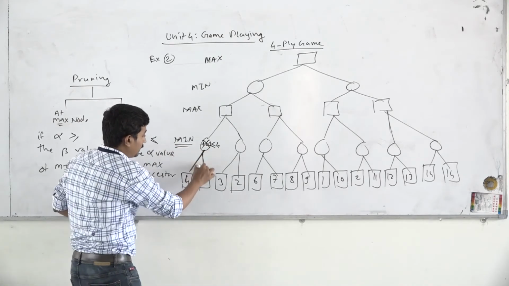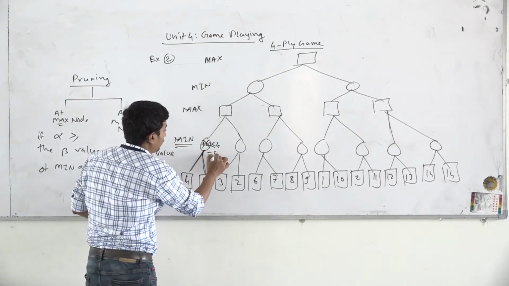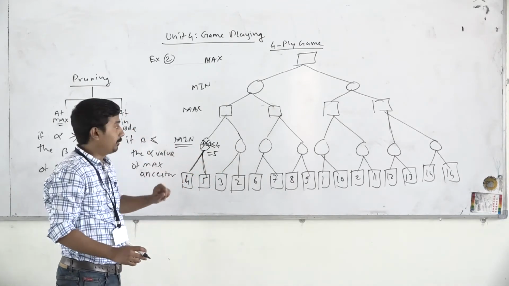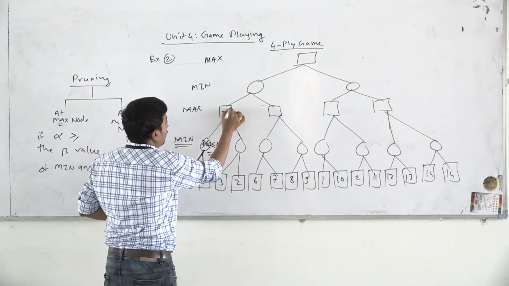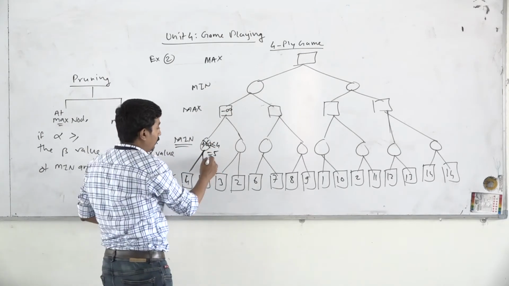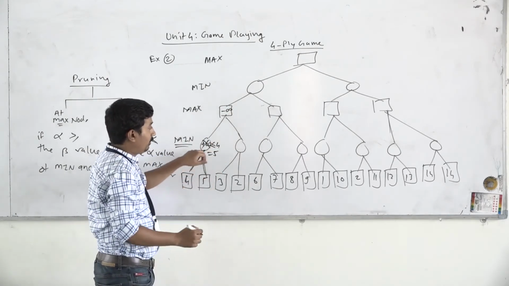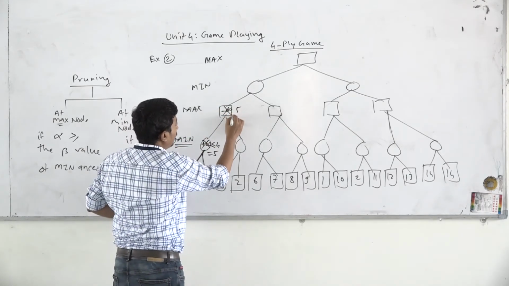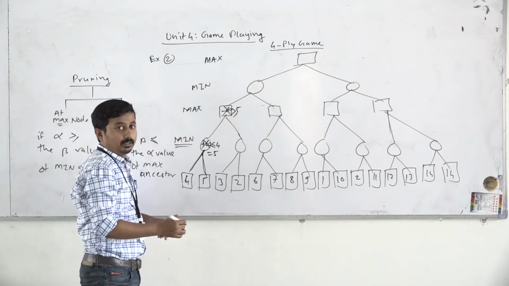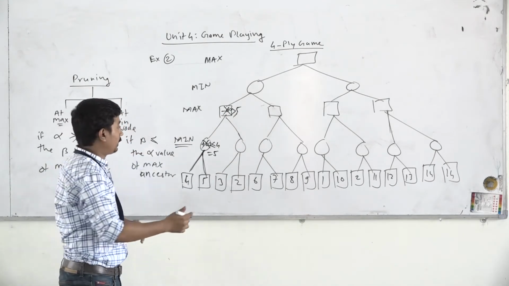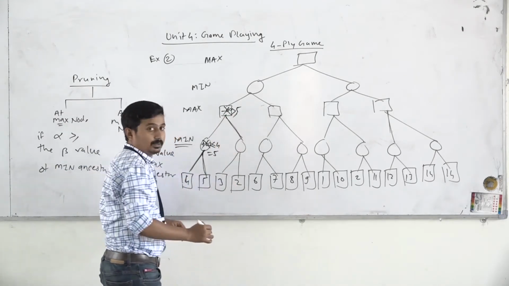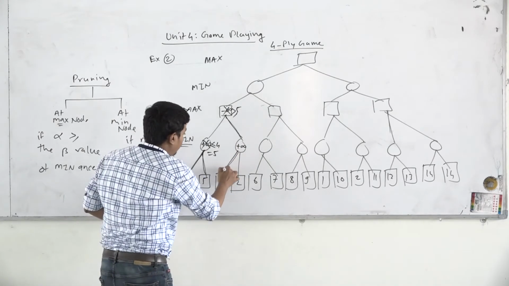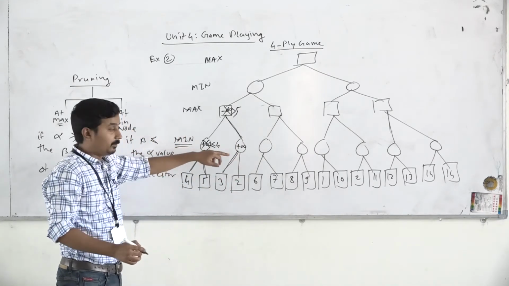Now we will visit this branch. It is 5, so the beta value of this node will become 5. Now the max node is initially minus infinity. This value will be backed up, so it will become 5, and it is expecting a value greater than 5. So we will go in this branch. Initially it will be plus infinity, then it tries to minimize this value.